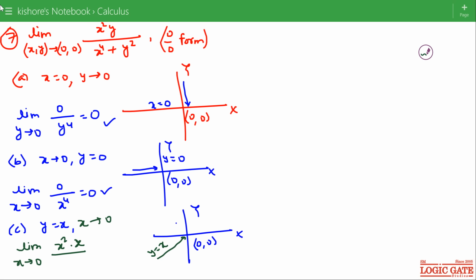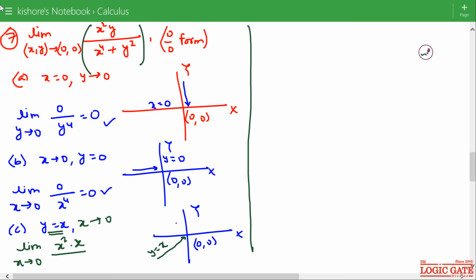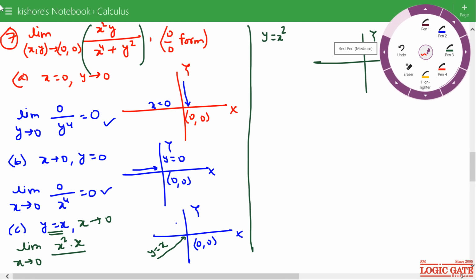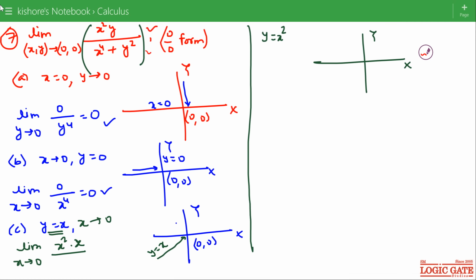Or better, approach or choose the curve in such a way that the order of the numerator and denominator polynomial will be the same. So instead of taking y equal to x, let's take the y equal to x square path. Through the parabolic path, we will approach the point (0, 0). We are just trying to make the order of the numerator and denominator polynomial the same.